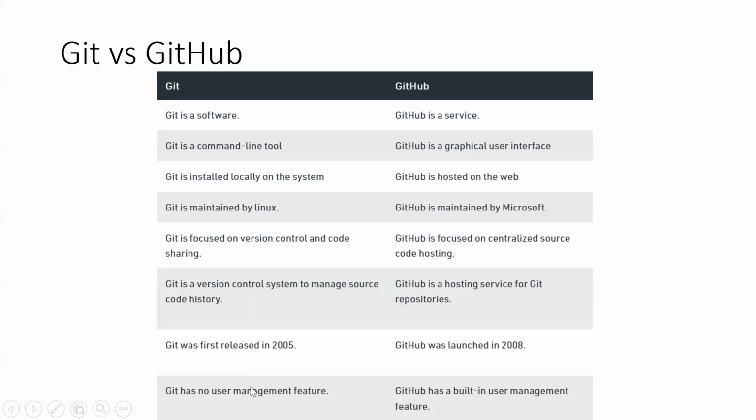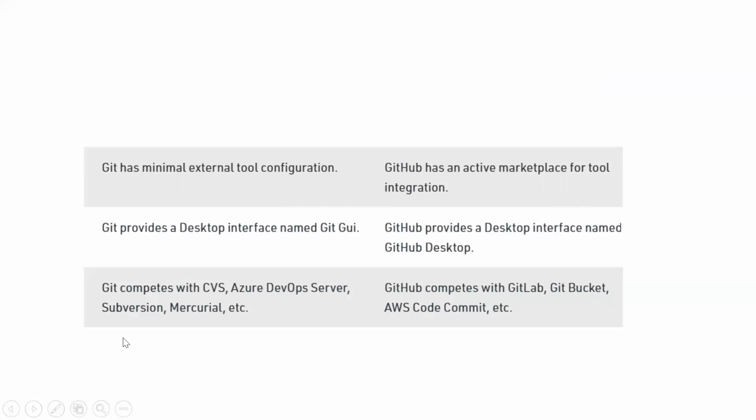Another important point: in the market, Git competes with software like CVS, Azure DevOps Server, and Subversion. Those are all competitors of Git, but Git is the most popular one. Most of the projects you can see are using Git only. And GitHub competes with things like GitLab and Gitbucket. GitHub is the dominating one, but we can also check how many projects use GitLab, Gitbucket, and AWS CodeCommit. That is the cloud one, which is similar to GitHub.